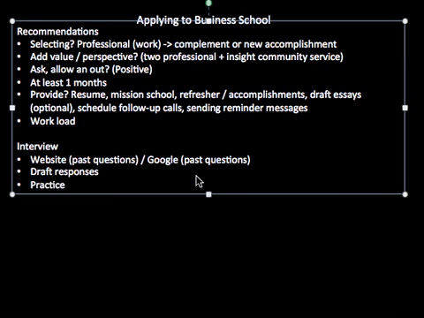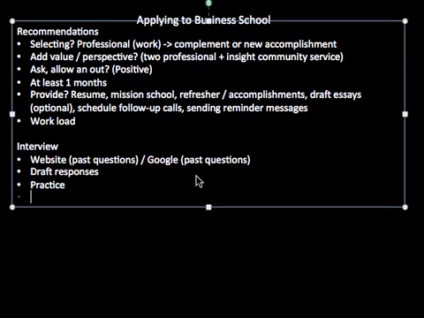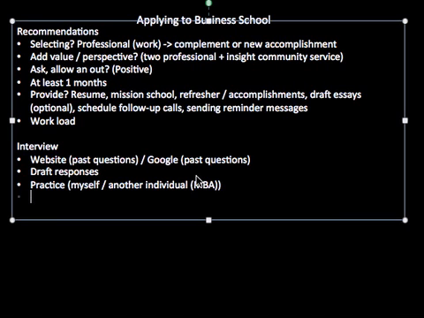I would practice as you see fit. I would say by yourself, but also with another individual. If it's someone who has an MBA, even better. It's up to you what level of response you're looking for, what level of preparation you may think about. So at least getting those questions off the internet and thinking of responses, that's one thing I would recommend.